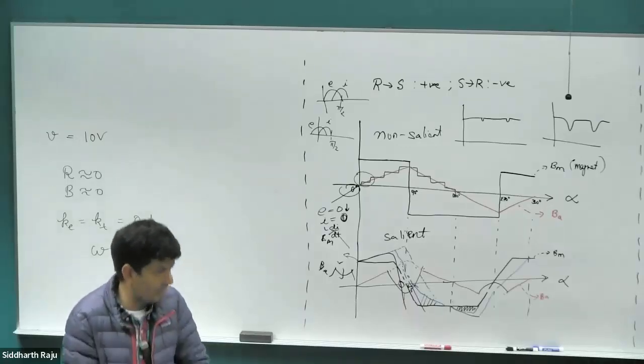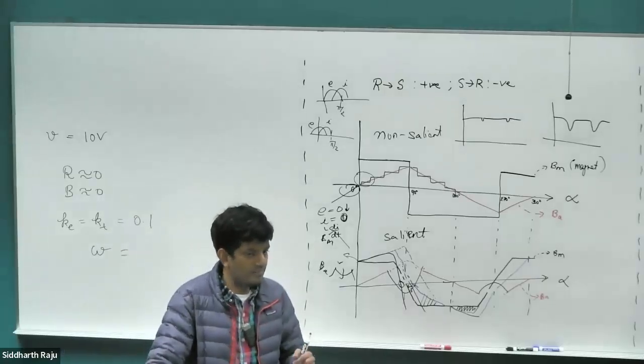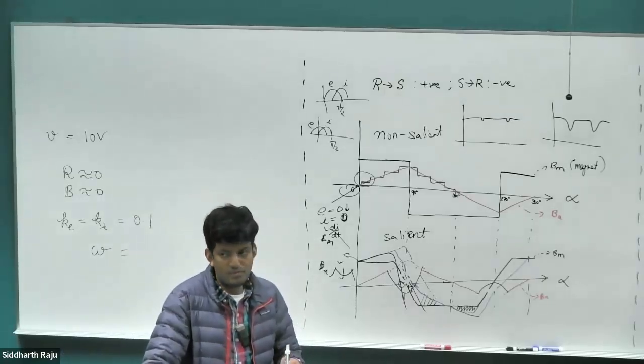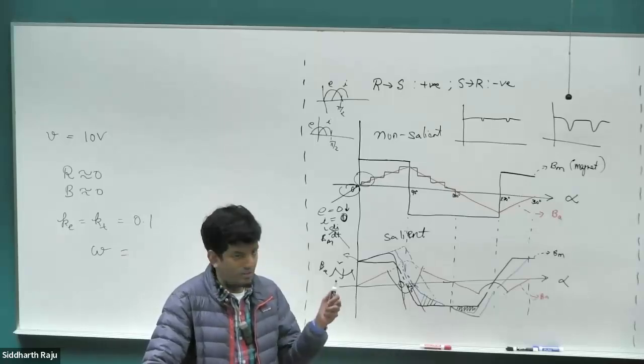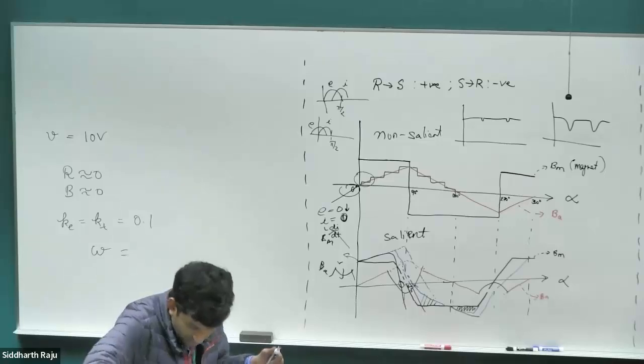So again, by steady state in a DC circuit, what do I mean? What does steady state in a DC circuit mean? No time varying components. Perfect.